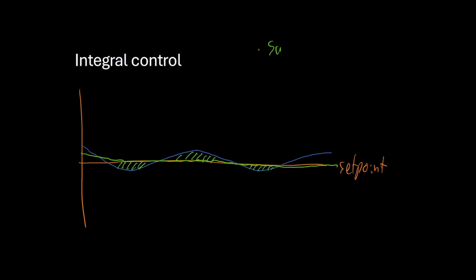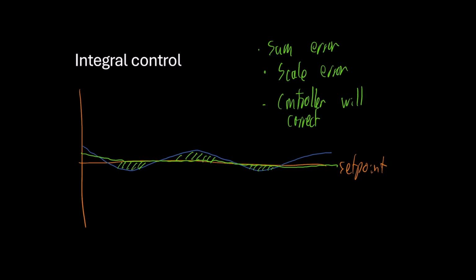So sum the error, then we scale the error, and by scaling the error by a good amount, the system will correct itself. The controller will correct these small errors. So remember, very good for small errors. But one major problem with integral being, what happens if there's a huge overshoot?